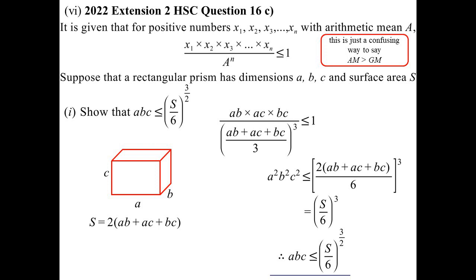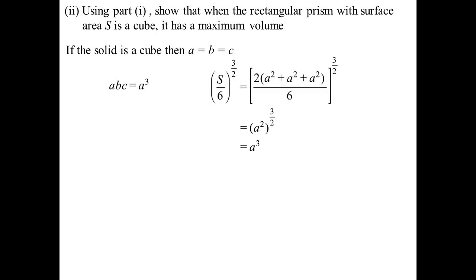But then it said this. Using part I, the inequality we just did, show that when the rectangular prism with surface area S is a cube, it has a maximum volume. You see, if it is a cube, then now A is equal to B, is equal to C. They're the same thing. In other words, ABC is actually A cubed. So we go back to what we just worked out before. S on 6 to the power of 3 on 2.